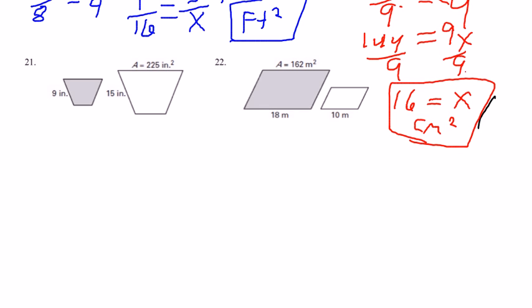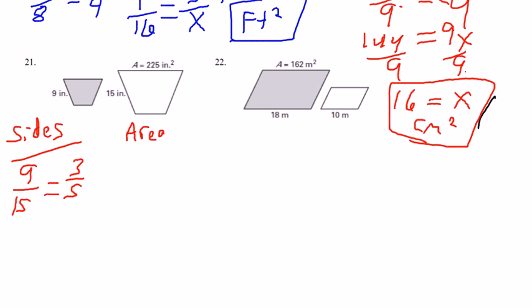Alright, next two are very similar. We got similar shapes. First we're going to compare their side lengths. So in number 21, there's a ratio of 9 to 15, or reduce that, divide them both by 3, and you get 3/5. Well, the area ratio is not going to be 3/5. We're going to square those, and we're going to get 9/25.